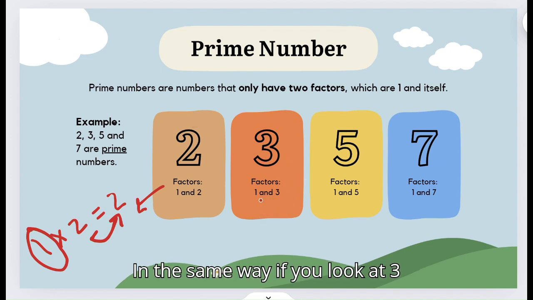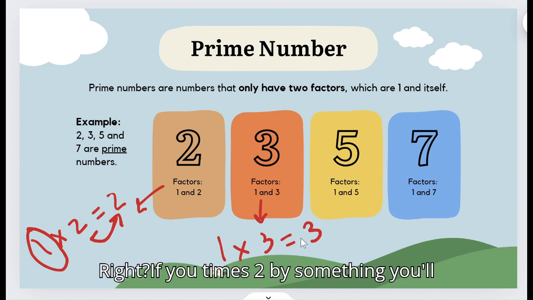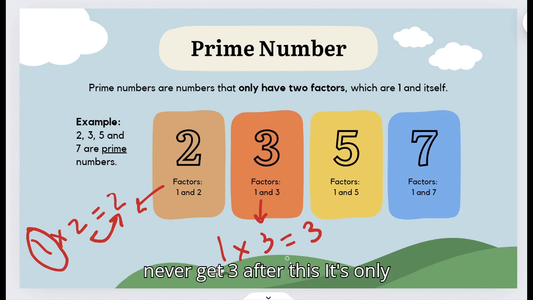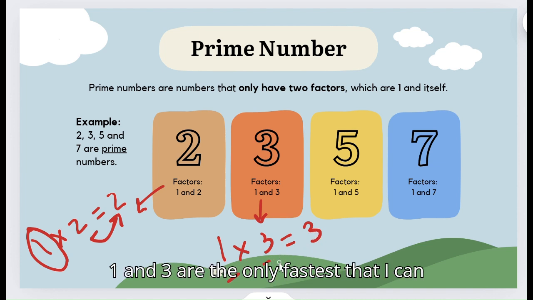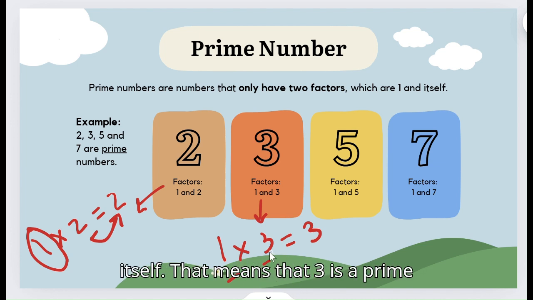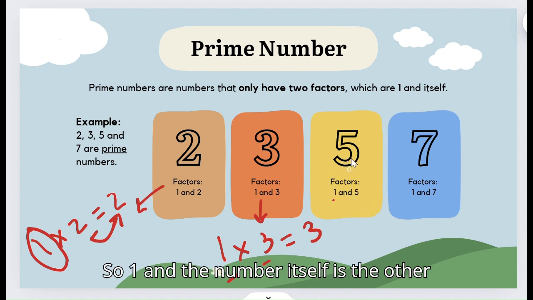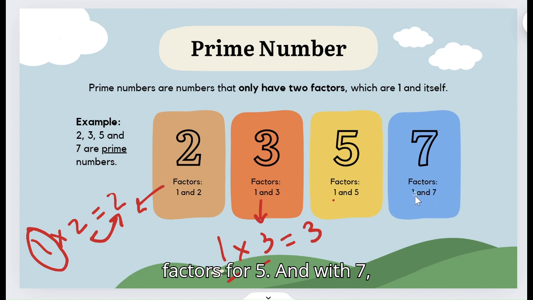In the same way, if you look at 3, 1 times 3 gives me 3, right? If you times 2 by something, you'll never get 3. It's only 1 times 3, which gives me 3. So 1 and 3 are the only factors that I can find for 3. That means that one of my factors is 1, and the second factor is the number itself, so 3 is a prime number. The same is with 5, 1 and 5, so 1 and the number itself are the factors for 5. And with 7, 1 and 7. And this goes on and on.